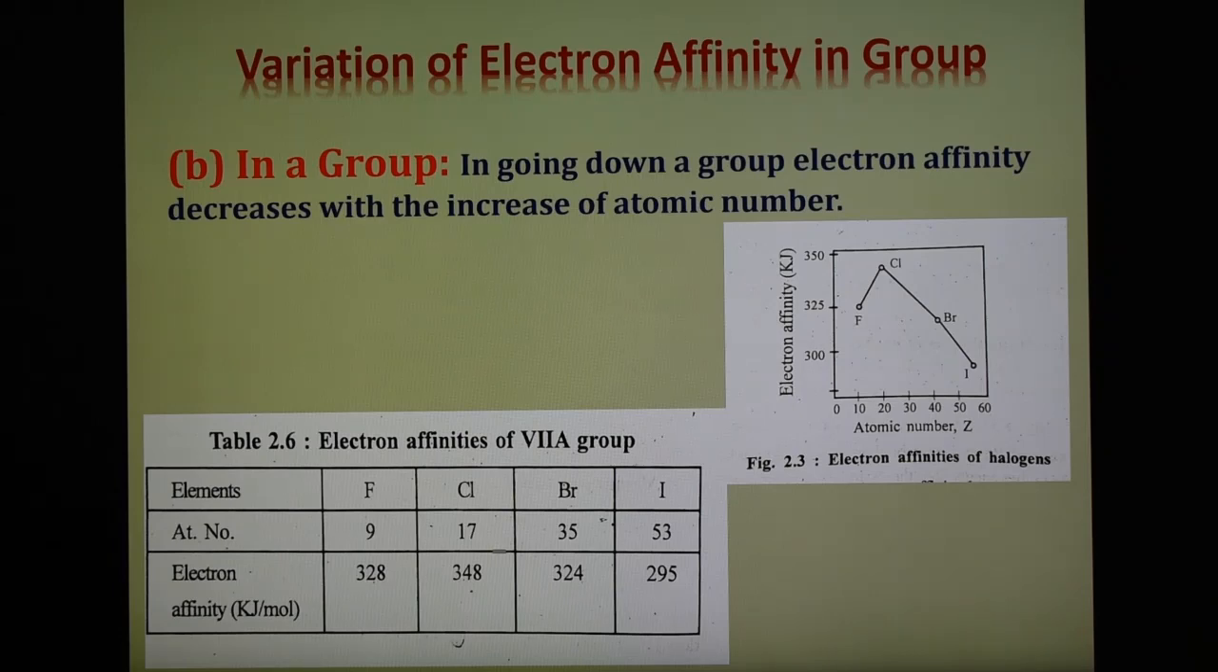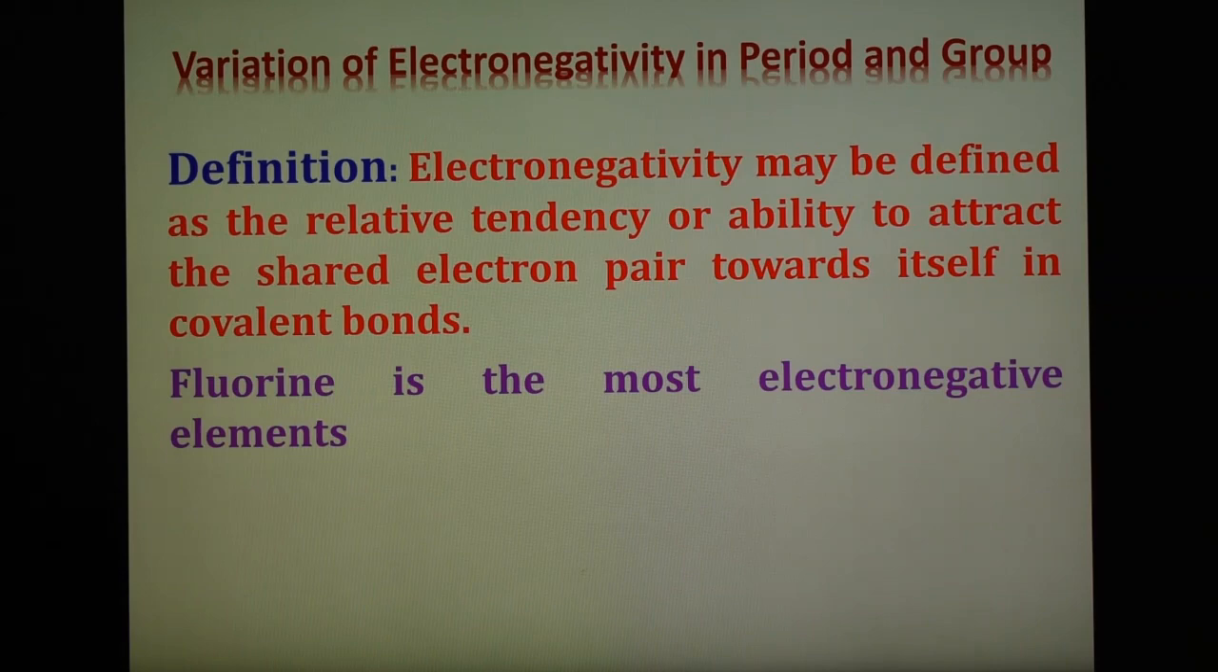The next property is the variation of electronegativity in period and in group. Now, what is electronegativity? The definition is very important. Linus Pauling gave this concept of electronegativity, and he defined that the electronegativity of an atom is the tendency or ability or power to attract the shared pair of electrons toward itself in the covalent bond. So this is the definition.